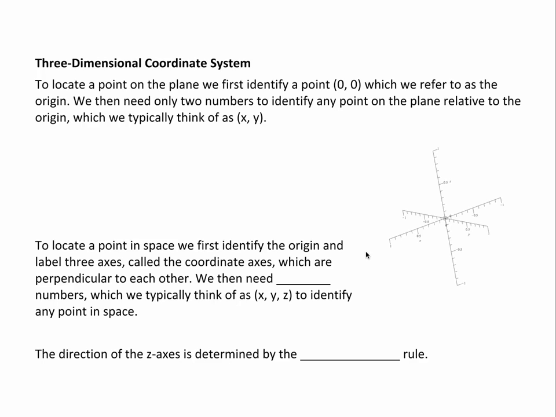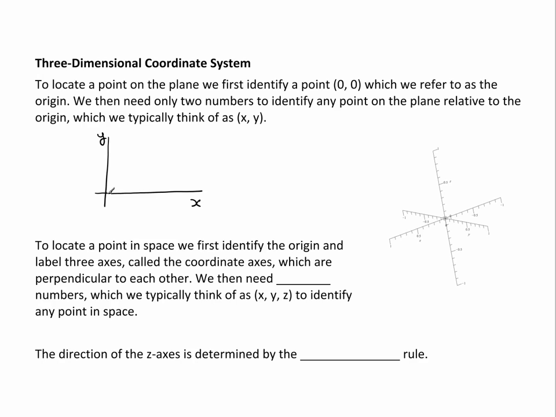Let's take a look now at the three-dimensional coordinate system. We've been working in 2 dimensions. It's time to step it up a little bit and move to 3 dimensions. First of all, to locate a point on the plane, when we're talking about two-dimensional space, all we need to do is first identify a point, 0, 0, which we're going to refer to as the origin, and then we only need 2 numbers to identify any point on the plane.